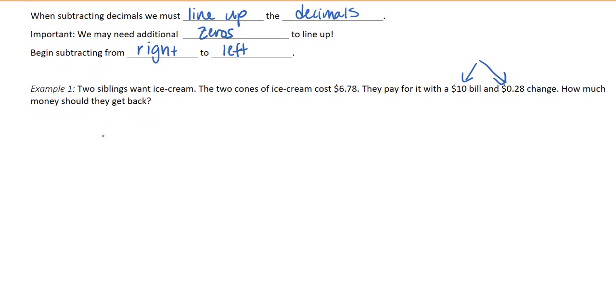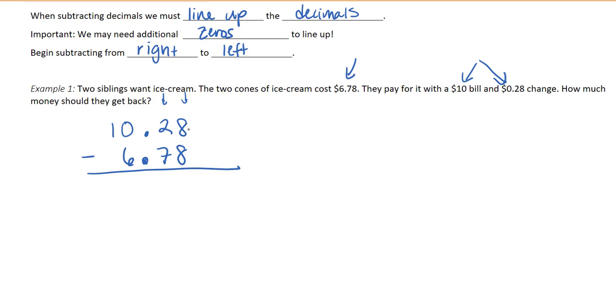So we have $10, right? And then 28 cents. And if that's what they paid, then we're going to go ahead and subtract the $6.78. So notice we lined up our decimals and all the place values. Now we don't need to add any zeros because we have the same amount of place values here. And we just go ahead and start subtracting.